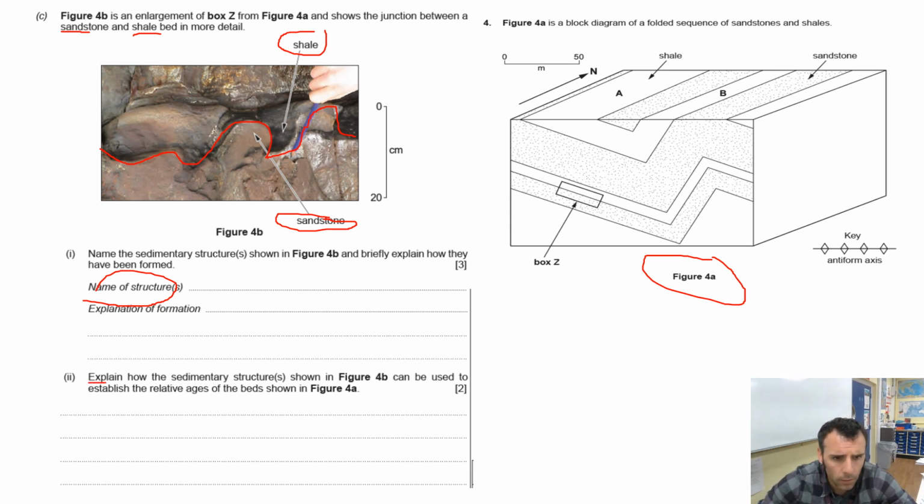Now the next question is explaining how that sedimentary structure might be related to figure 4a and establishing the relative ages. So really we should be using this maybe to work out which way up it is, whether it is the correct way up, and which one of those is which order, what's the order of events, because that's what relative age is. So I'll leave that one there for you. Enjoy, have a go, and have a look at the mark scheme on the next slide.